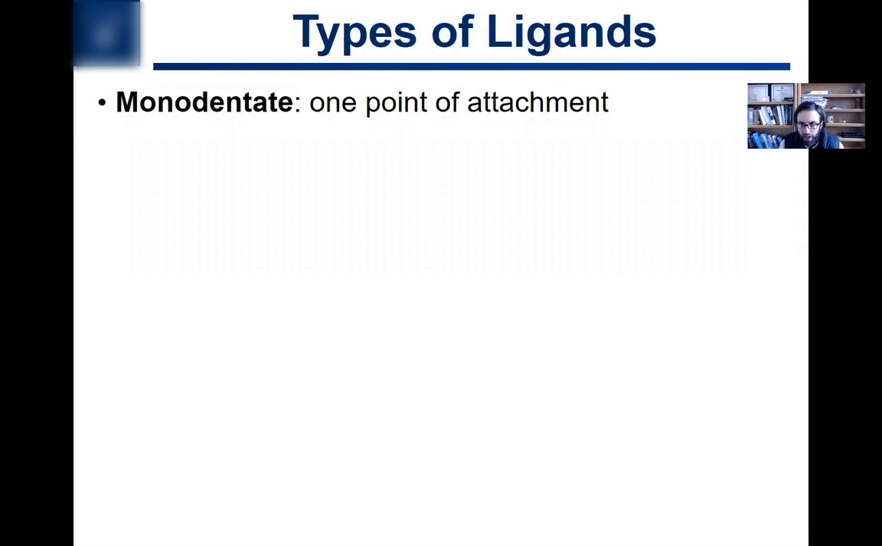So part of what gives coordination compounds such interest and such diversity is the wide range of ligands that can participate in forming these complexes. And so we can classify these ligands in many different ways. One very useful way is to look at how many points of attachment they have. In other words, how many donor atoms are there? Okay, and so a lot of ligands only have one point of attachment. We call those monodentate ligands.